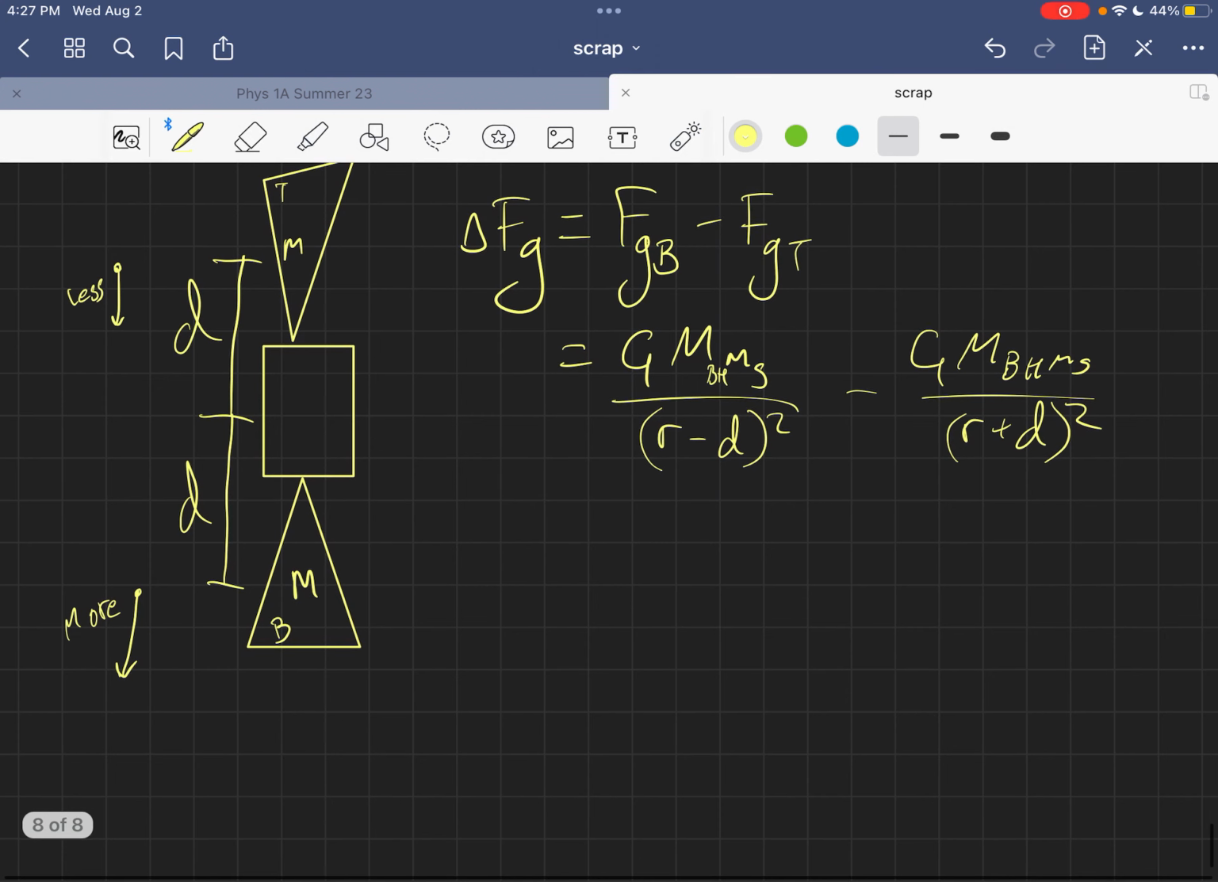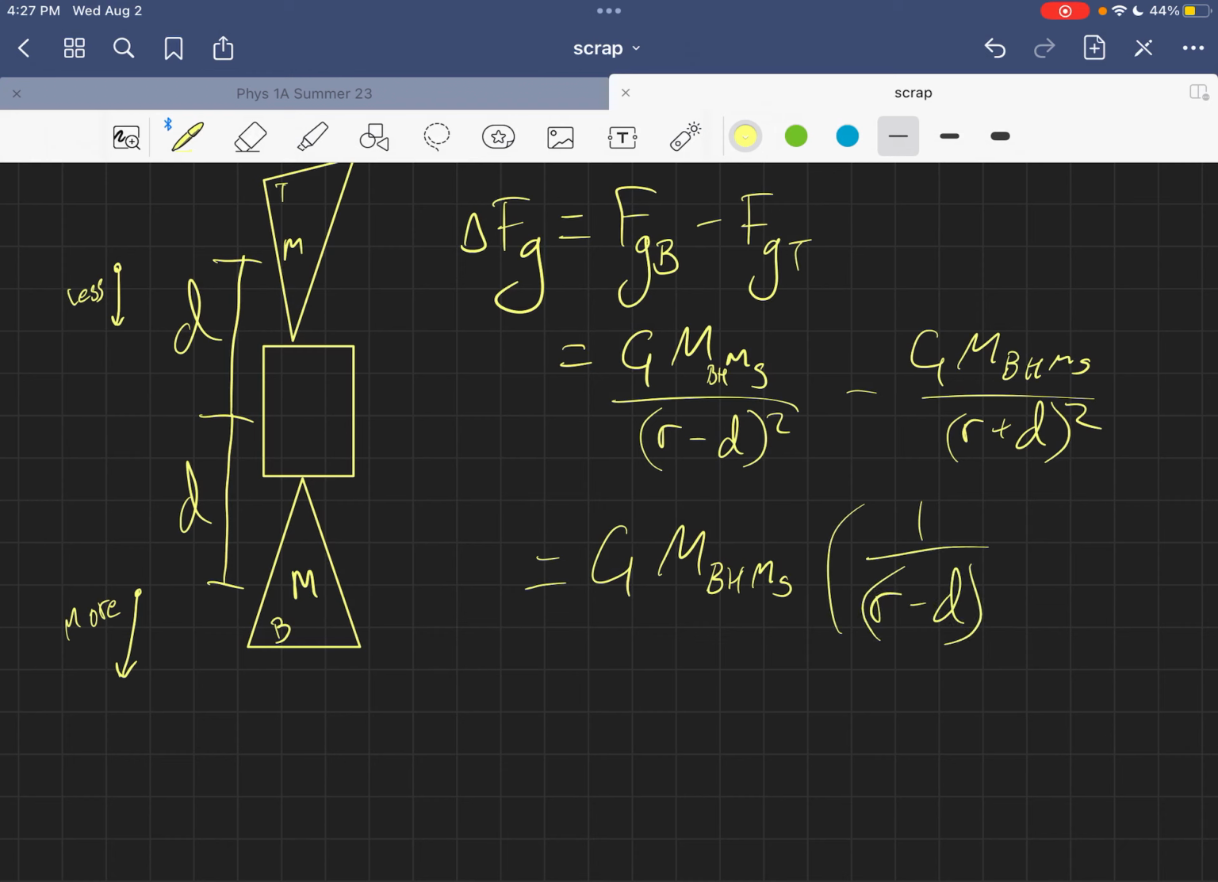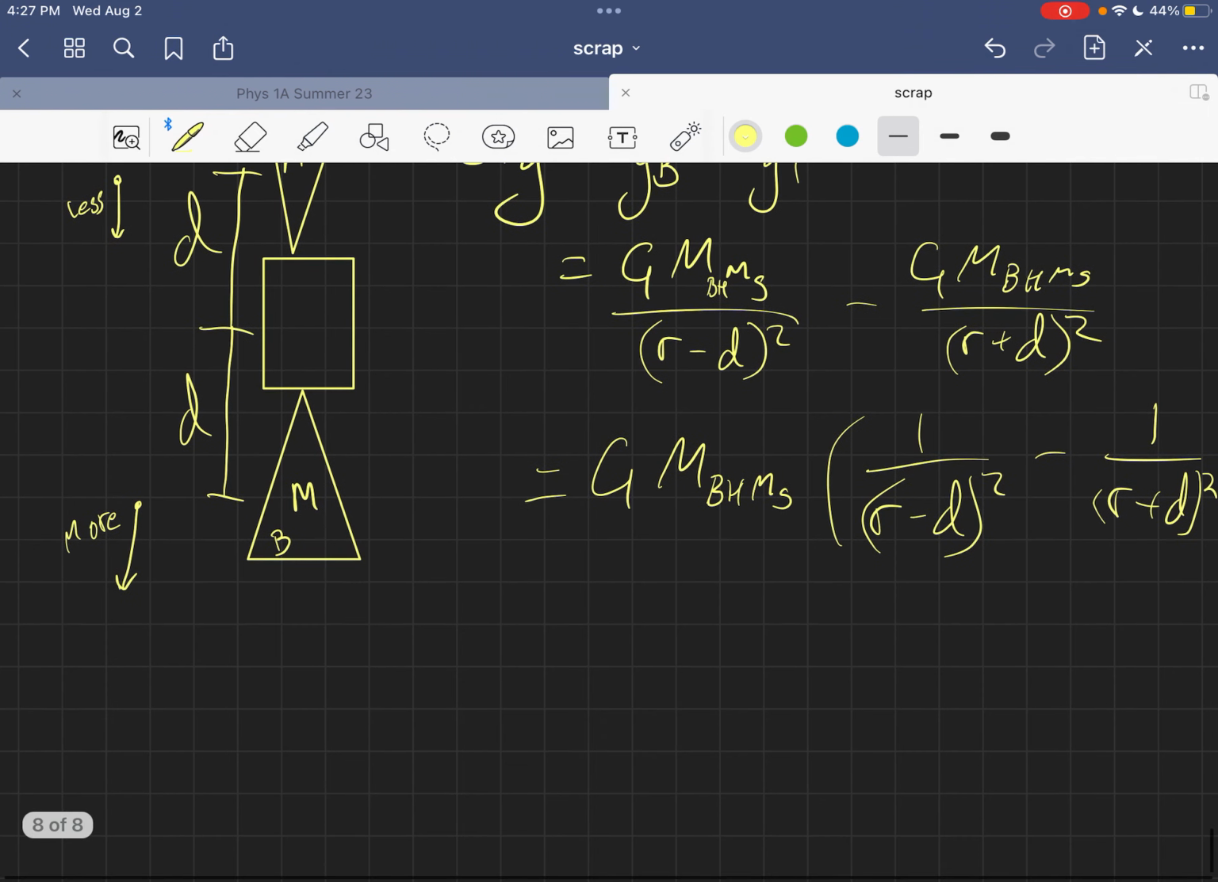Okay? And you could simplify this if you wanted to be this. Minus 1 over R plus D squared. And this could be your answer. You could plug in all the values. All of these values are known. Okay?